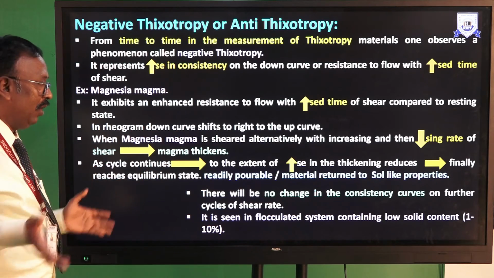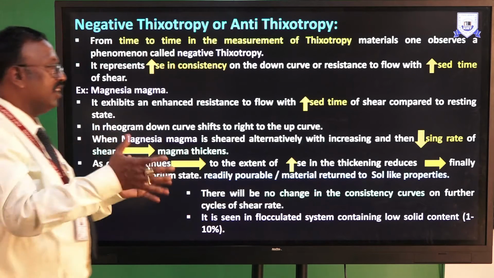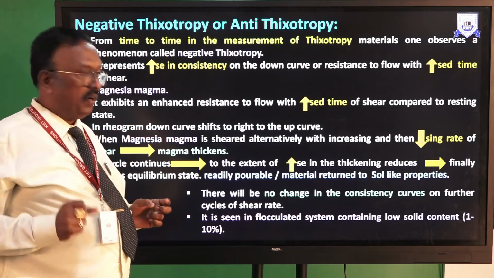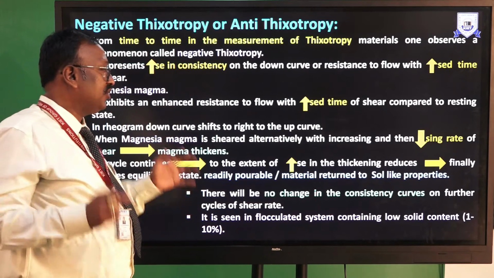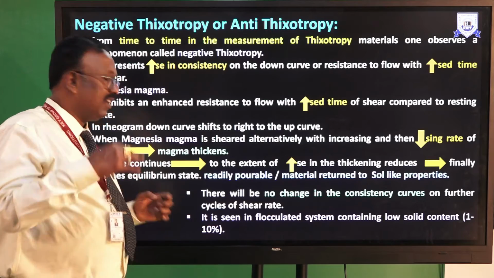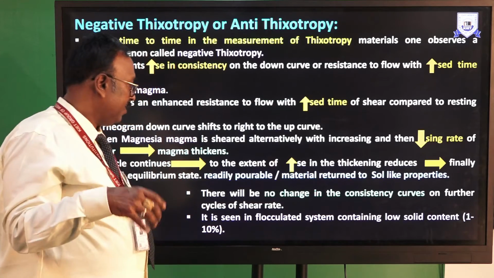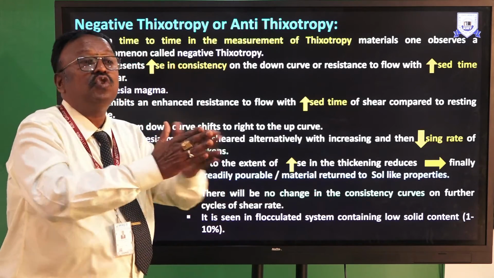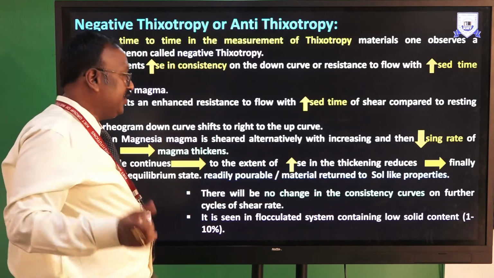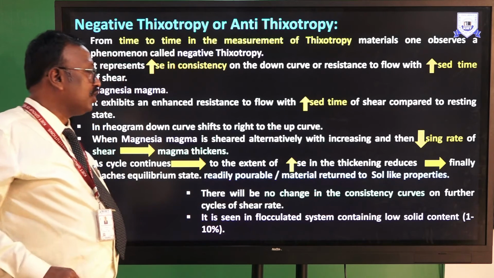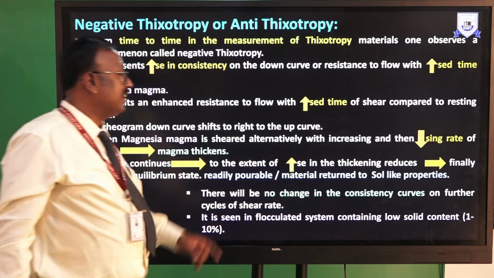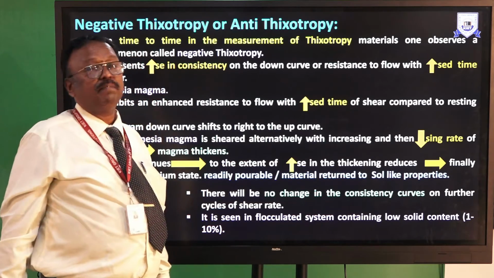Until pourable, the material returns to sol-like properties. There will be no change in the consistency curve. On further cycles, even if shear rate is applied, there are no further changes in the curve. This is seen in flocculated suspensions containing a low solid content, that is 1 to 10%.